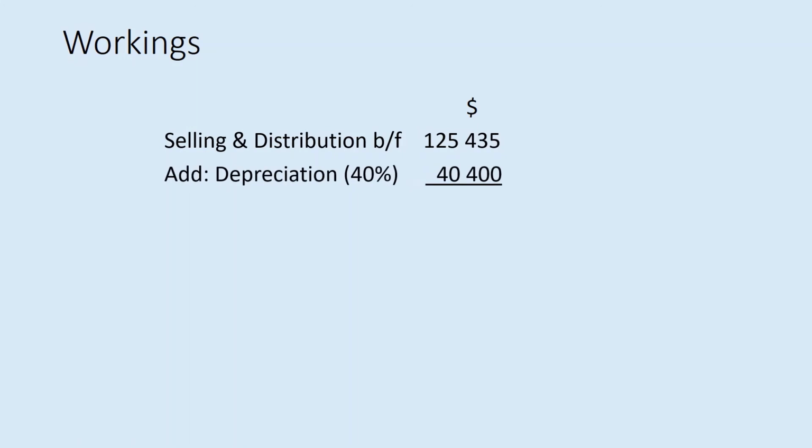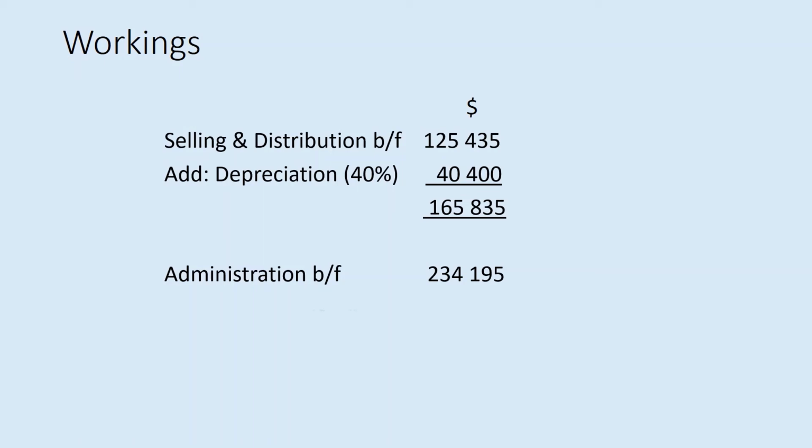Now we have the workings. We start first with the selling and distribution. The balance in the trial balance is 125,435, and we add the depreciation, 40% of it, which is 40,400. So the new figure for your profit and loss account will be 165,835.